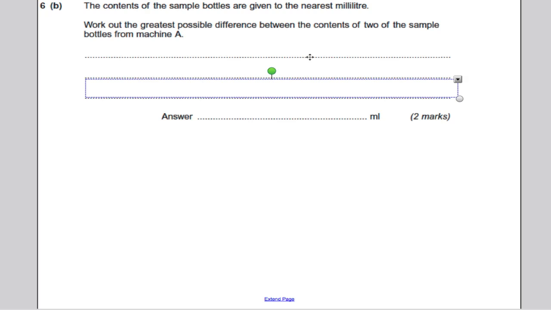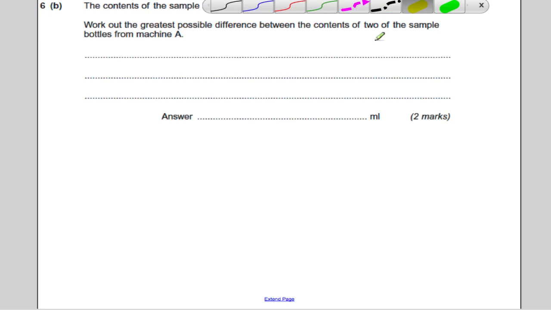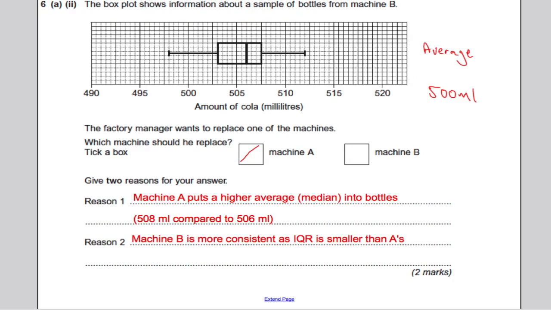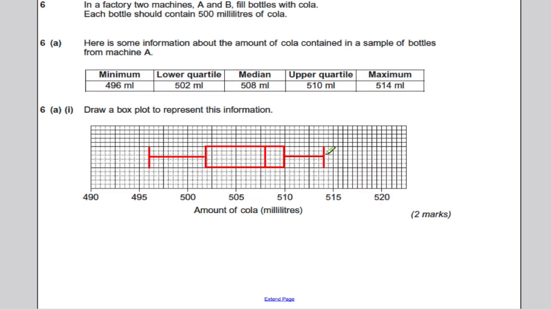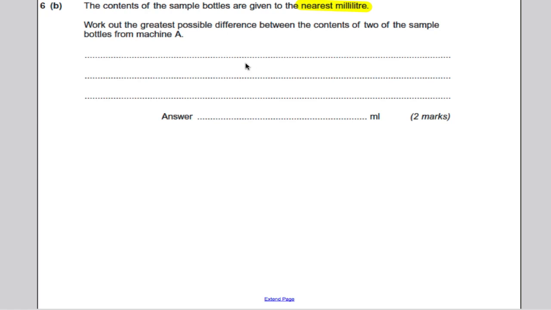Okay, it says the contents of the sample bottles are given to the nearest millimeter. Now this is important. Given to the nearest millimeter, and we're asked to work out the greatest possible difference between the contents of 2 of the sample bottles from machine A. So if we go back to machine A, we can see that the maximum value was 514. If that was given to the nearest millimeter, that means the maximum could be 514.5.